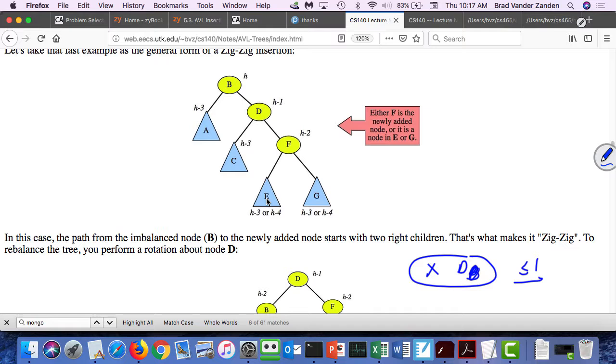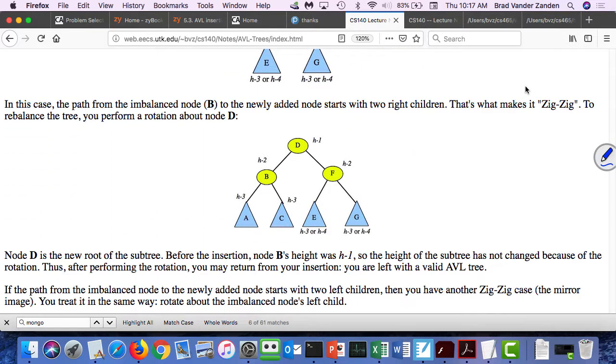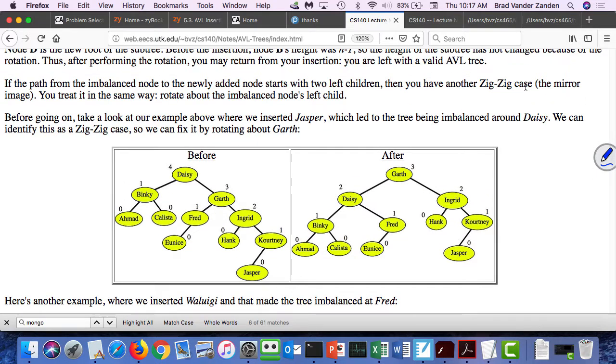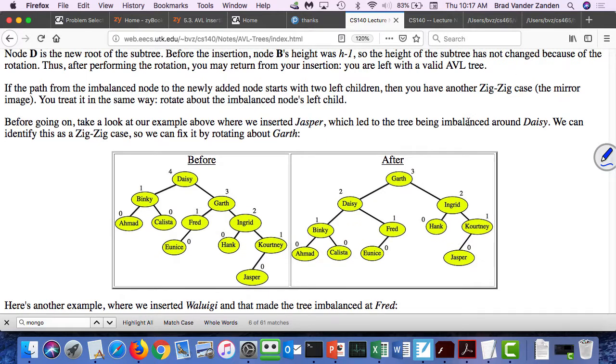Okay, so here is a, let's see, where are we inserting here? We're going to insert Jasper. So here's before, and we're inserting Jasper. So Jasper goes way down here with Courtney. And the numbers you see are all the heights. So we've recomputed all the heights. The only heights that have to get actually recomputed are the heights from the inserted node up to the parent. No other heights are going to change. So Jasper is 0, Courtney's now 1, Ingrid is 2, Garth now becomes 3, and Daisy becomes 4.